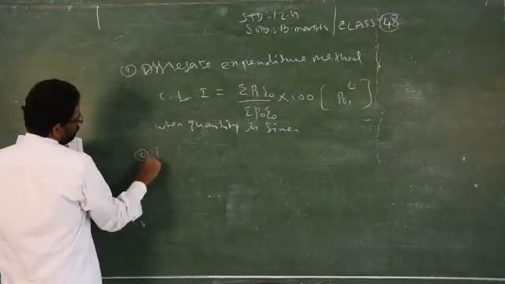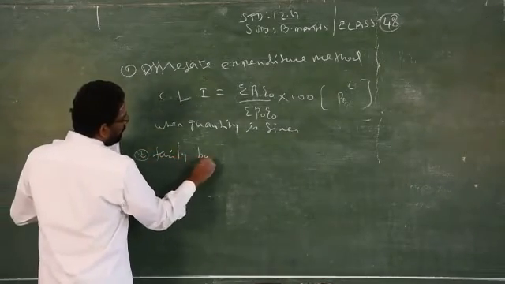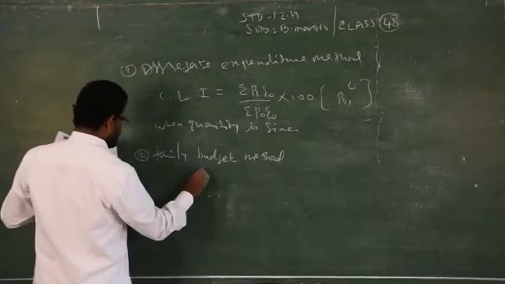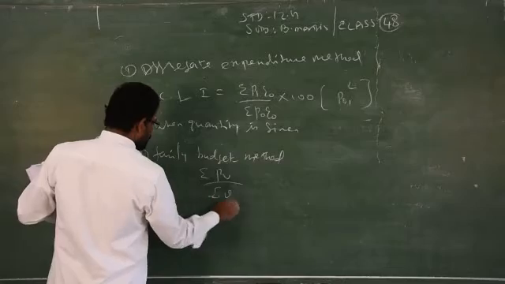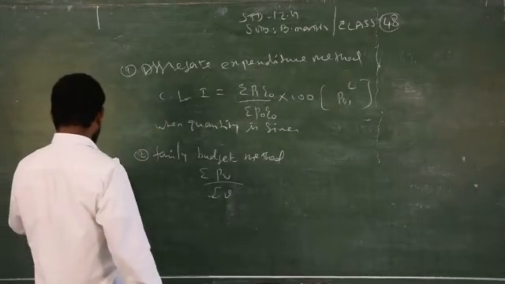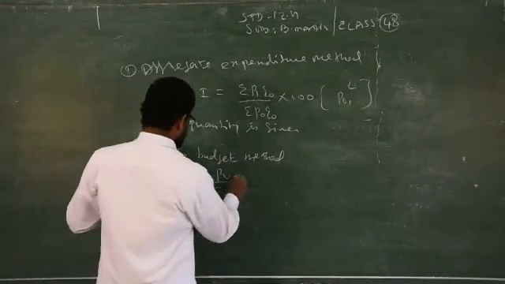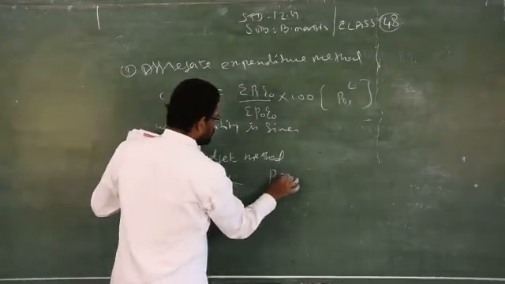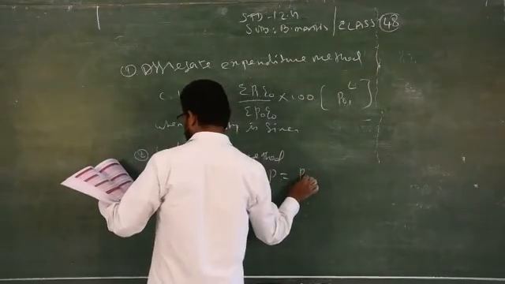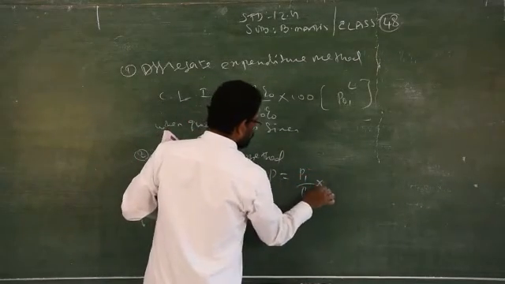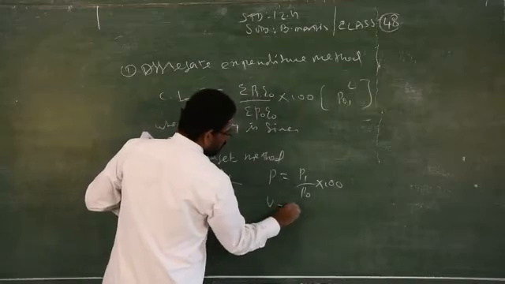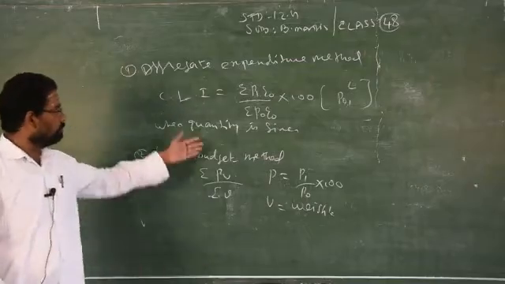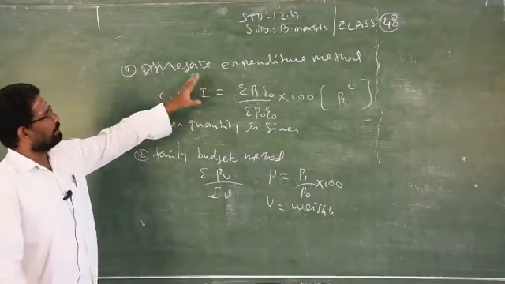So the second one is the family budget method, that is summation PV by summation V. This is the formula for the family budget method. When the index number is given, we follow the previous method. When the index number is not given, you have to find P using the formula P1 by P0 into 100. You know V is nothing but the weight. Clear?